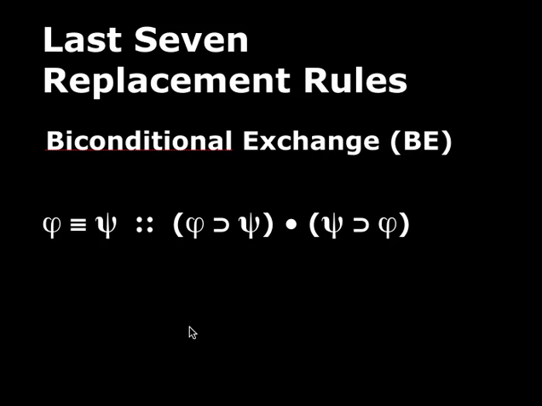Biconditional exchange. This is the only rule we have that lets us directly work with biconditionals. And what this says is that if you have a biconditional, you can swap it out for a conjunction of the two conditionals. And what I mean by the two conditionals is the conditional going from left to right and right to left. If phi, then psi, and if psi, then phi. And vice versa. If I have a conjunction of two conditionals, which have the same components, but they're just in opposite order, I can swap that out for the biconditional.